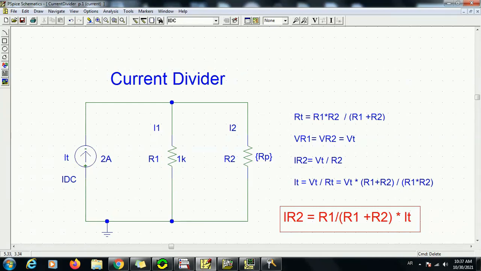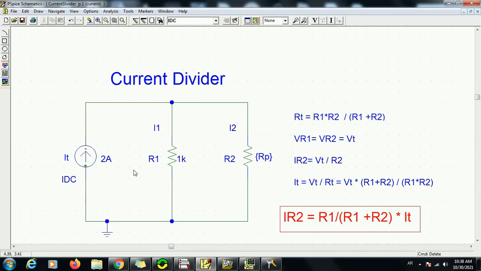Today we continue with electric circuits, the concept of current divider. For this we have a simple DC circuit with a 2 amp current source and 2 resistors, R1 and R2. R1 is a constant resistance and R2 is a variable resistance that changes between half a kilo ohm and 5 kilo ohms.